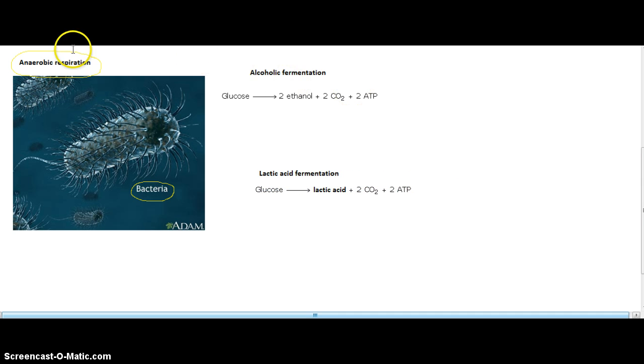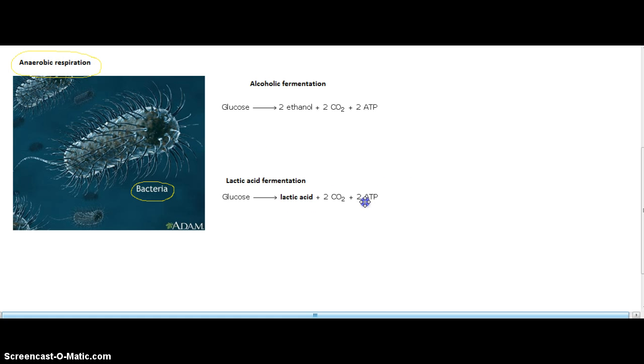Okay, so again, we have anaerobic respiration. And there are two types of anaerobic respiration. One is called alcoholic fermentation. Fermentation is just talking about anaerobic respiration. So when you see fermentation, it's talking about anaerobic respiration. So you have lactic acid fermentation and alcoholic fermentation. What's the difference between these two? Well, it has to do with the byproducts that are produced.